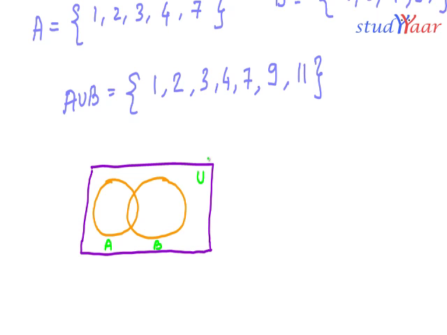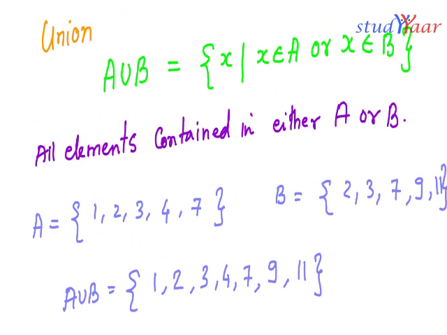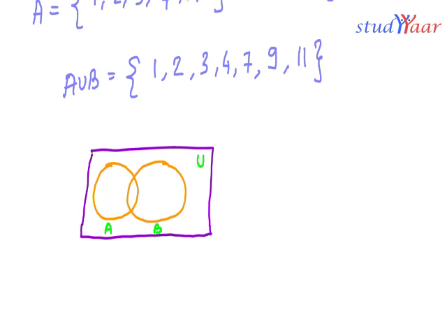The rectangle represents the universal set because the universal set is a superset of both A and B. Therefore, A and B should be contained within the universal set. So these two circles which are representing A and B are contained within U, within the universal set. And if I have to represent a union of A and B, it is represented like this. It has everything that A has plus everything that B has.